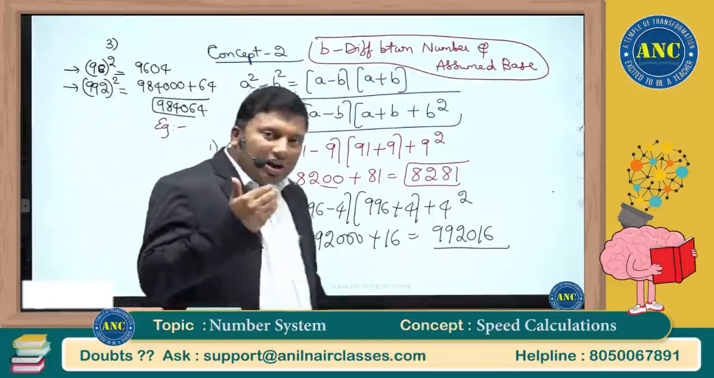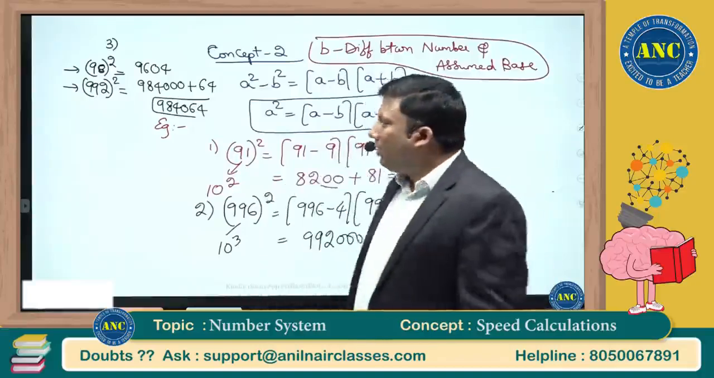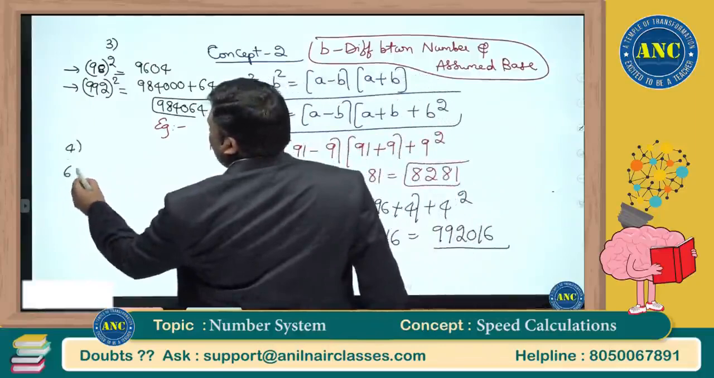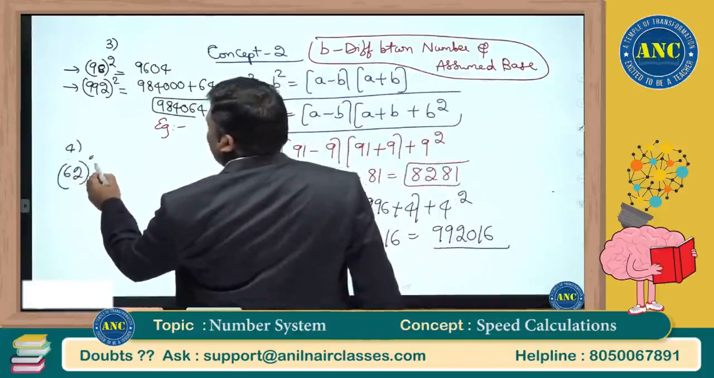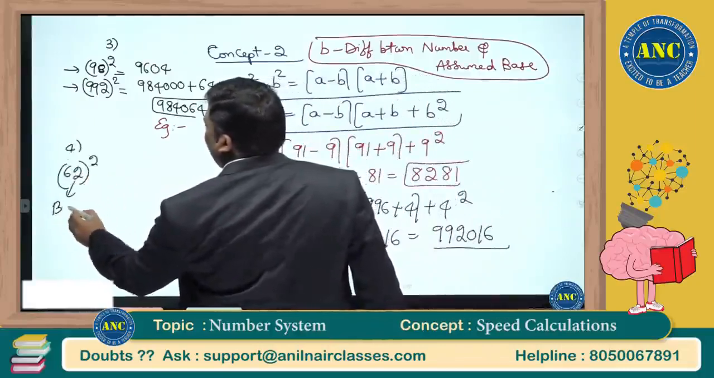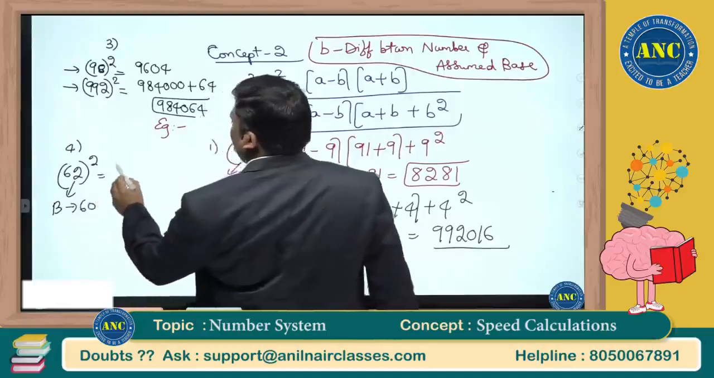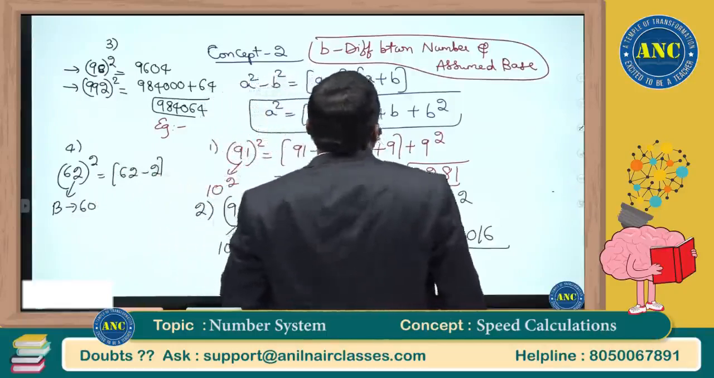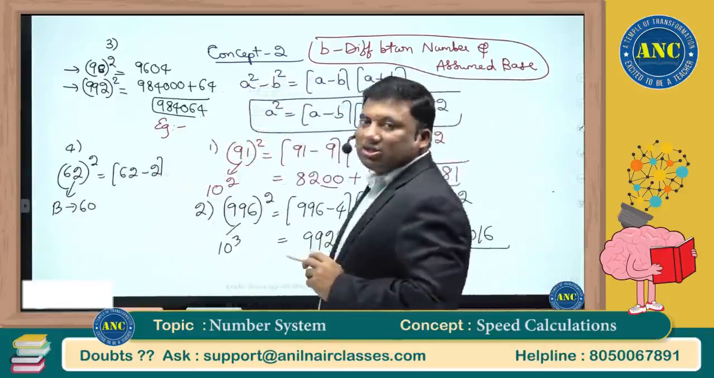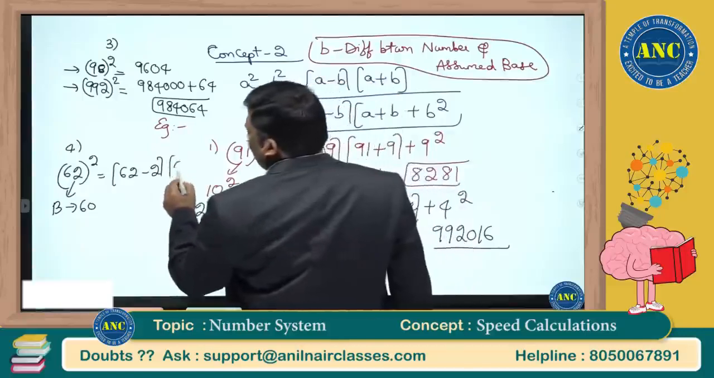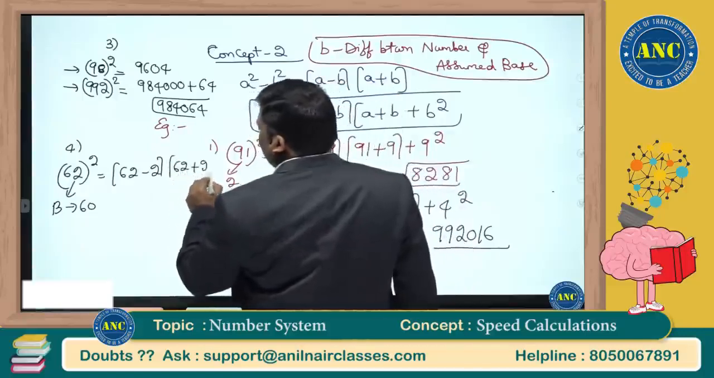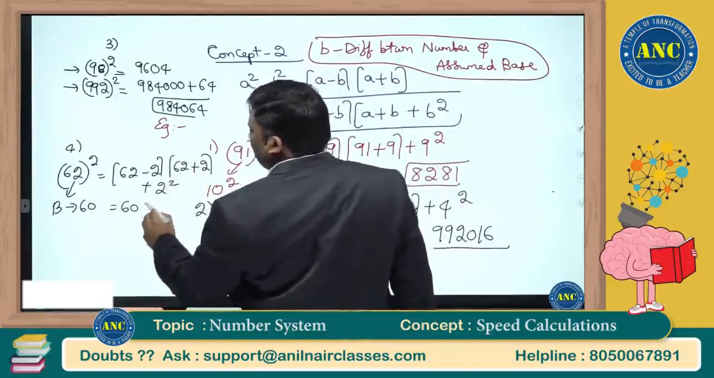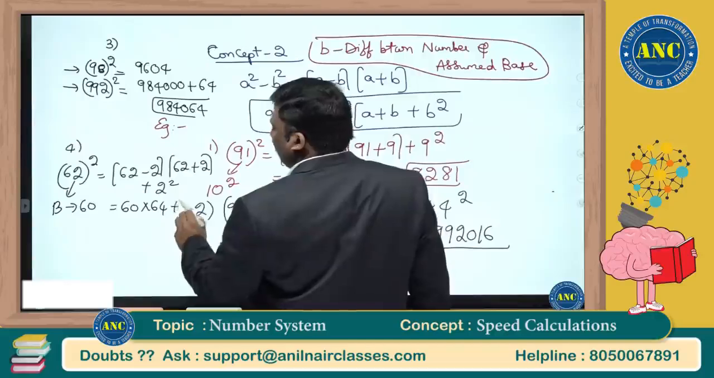A doubt a student might ask: Anil sir, you took all the numbers which are nearer to a power of 10. Can I use this logic for any number? Now see here. 62 square. 62 is nearer to which multiple of 10? Which is 60. A is 62. B is the difference between number and assumed base. 62, 60, difference is 2. 62 minus 2 into 62 plus 2, plus 2 square, which is 60 into 64 plus 4.